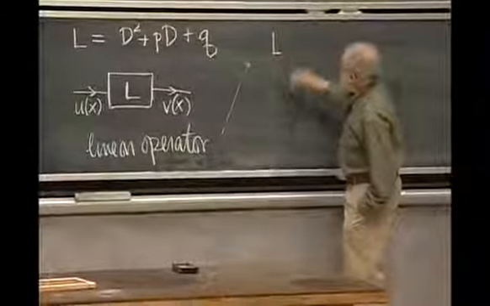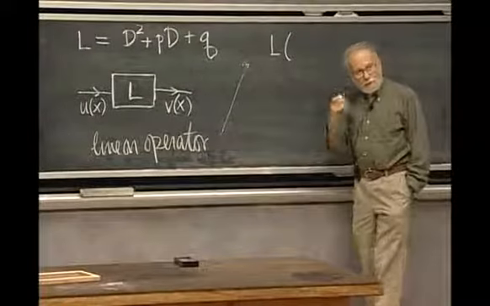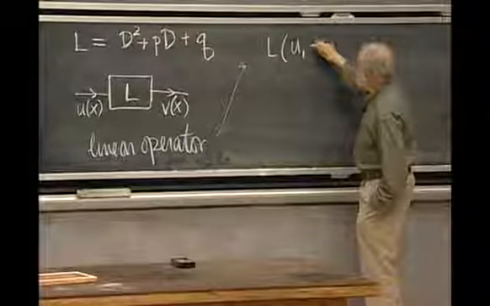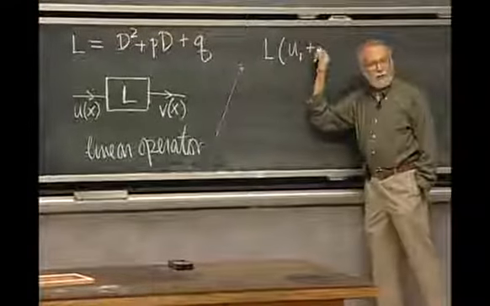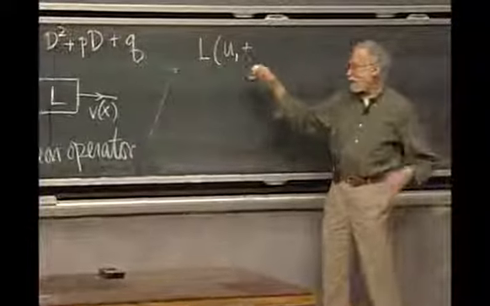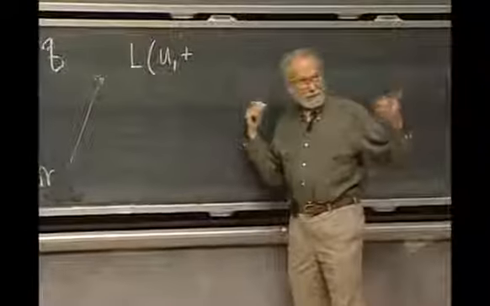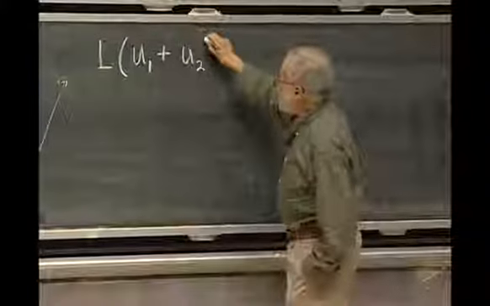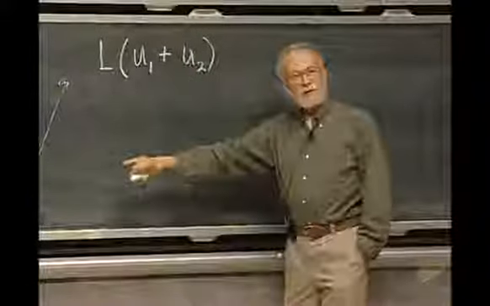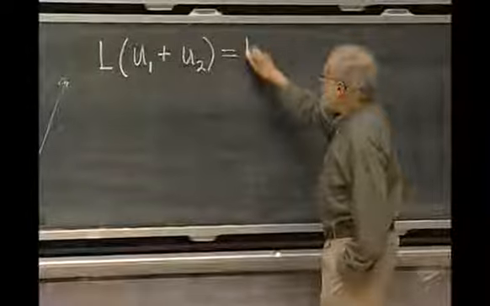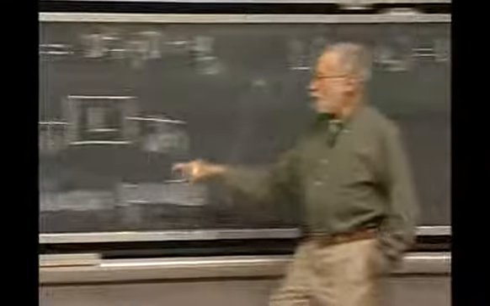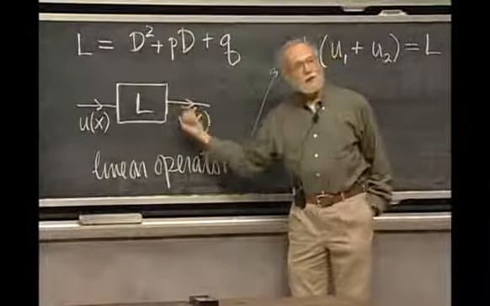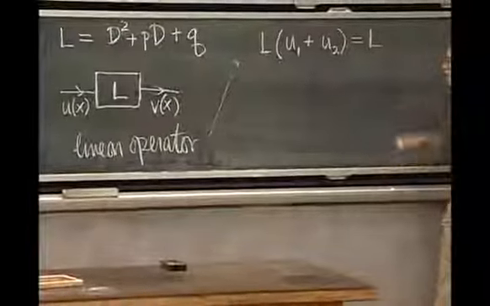The easiest way to say it is, I like to make two laws of it. That L of u1, if you have two functions, I'm not going to put in the parentheses x because it just makes things look longer and not any clearer. What does L do to the sum of two functions? If it's a linear operator, then if you put in the sum of two functions, what you must get out is the sum of the corresponding L's of each.